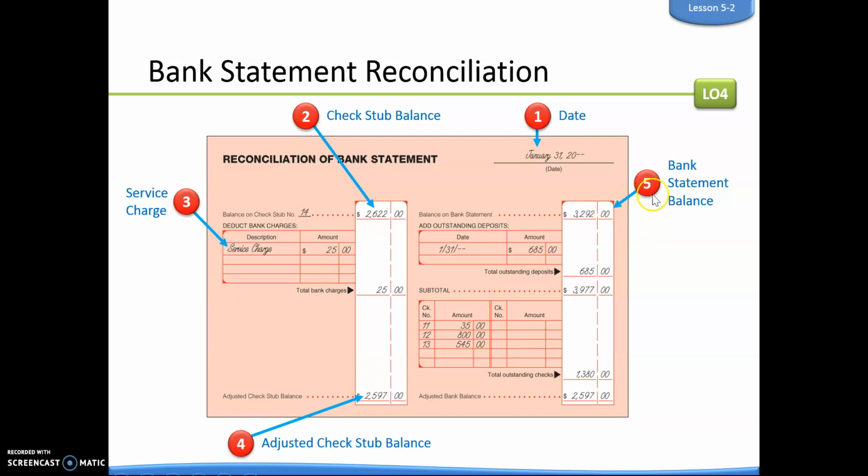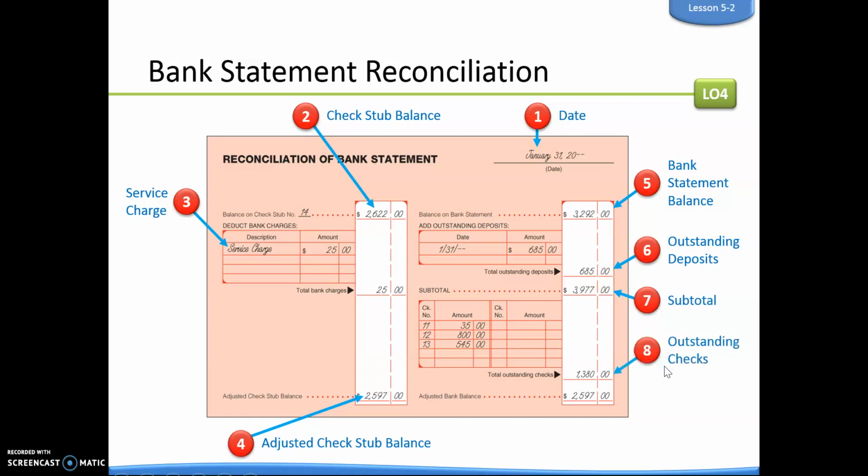So the first thing we look for on our bank statement is any outstanding deposits, and we made a deposit on January 31st of $685. But remember that the bank probably ran the statement on the 29th or the 30th, even though we received it on the 31st, which means that they wouldn't have a record of that deposit yet. So we need to add the deposit to the bank balance. So now we go up by $685 to a new subtotal of $3,977.